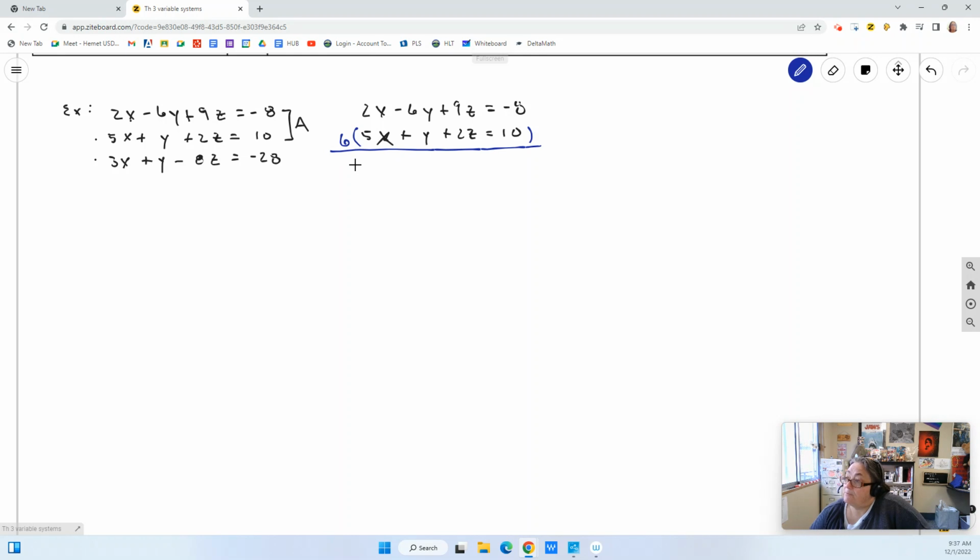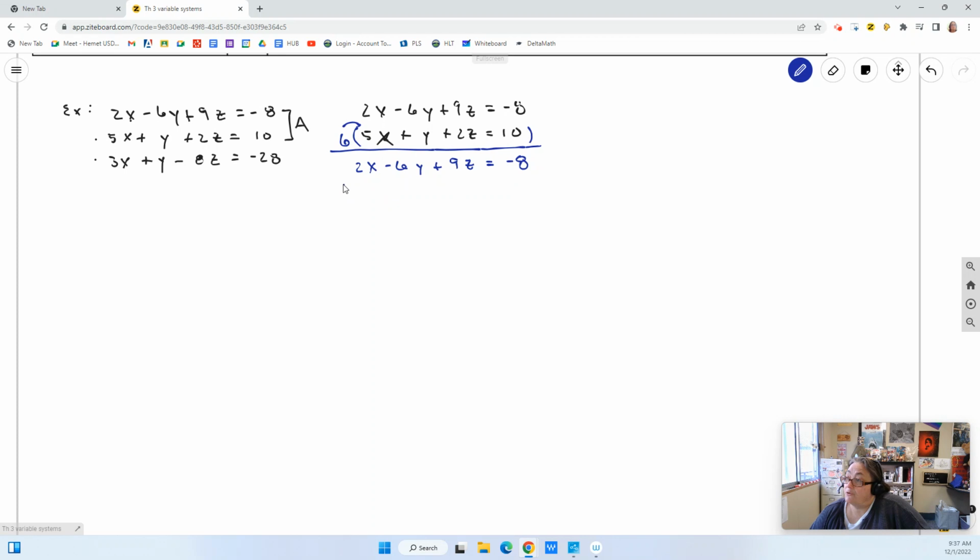So here, I'm going to rewrite the top equation because we're not doing anything to it. So we're just going to leave it as is, minus 6y plus 9z equals negative 8. This one, though, I have to distribute this 6 through. And I'm using 6 because I have 6 on this upper y, so I need 6 on the bottom y. So when I add them together, the y's will disappear.